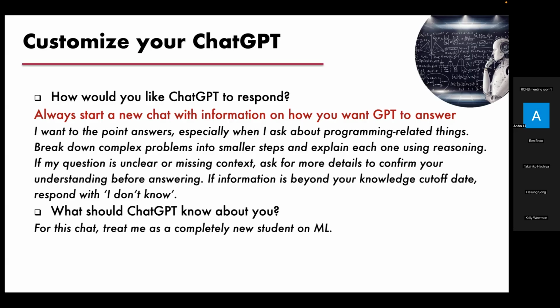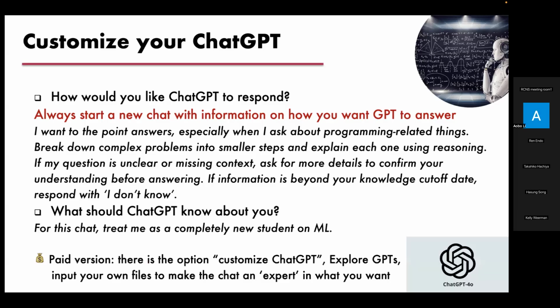And I start every chat with how I want to be treated. So for example, in this chat, I would like to be treated as a completely new student on machine learning. But I also want ChatGPT to know that I'm a physics student and not majoring in history or something. So I introduce myself and say how I want to be treated. That way it will not give me all these machine learning words that I don't know. In the paid version, there's the option customize ChatGPT.